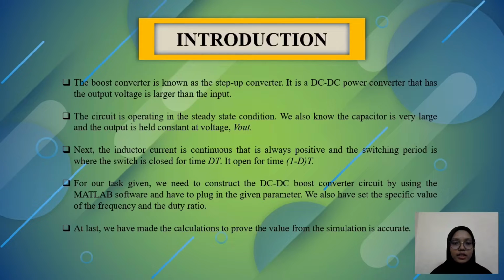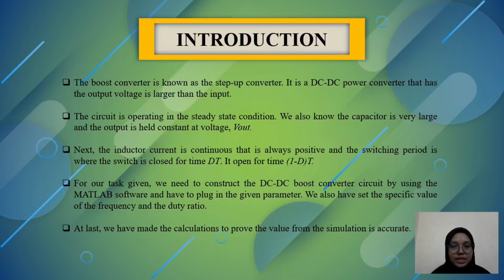Second, the circuit is operating in the steady state condition. We also know the capacitor is very large and the output is held constant at a voltage called Vout. Next, the inductor current is continuous, that is always positive, and the switching period is where the switch is closed for time DT and open for time (1 minus D) multiplied by T.